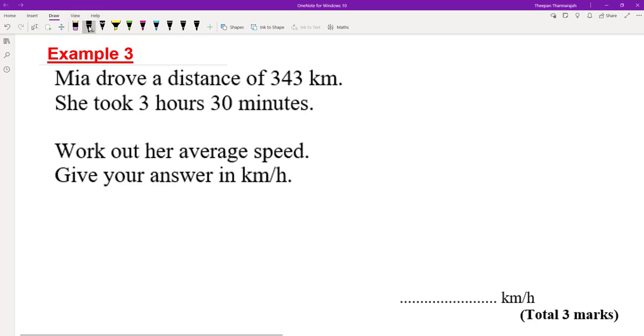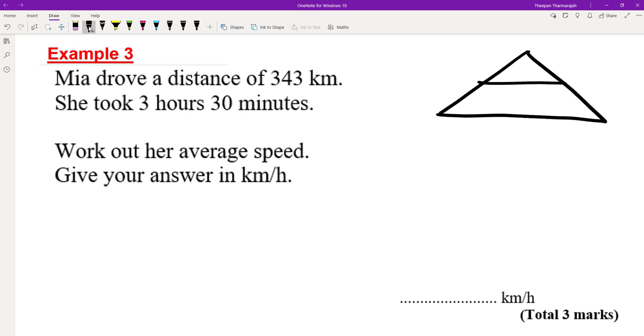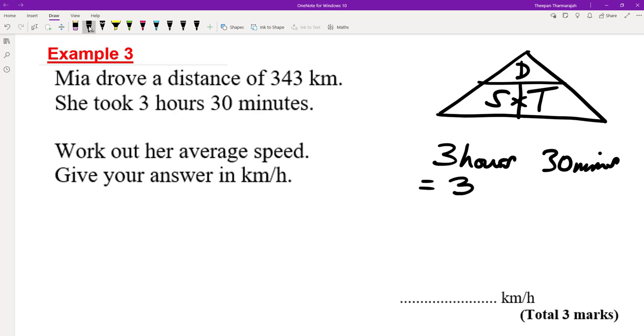Okay, welcome back. So the question states, Mia drove a distance of 343 kilometers. She took 3 hours and 30 minutes. Work out her average speed in kilometers per hour. So we're going to draw our triangle again, speed, distance, time. So now we can say that 3 hours and 30 minutes we know is the same thing as 3.5 hours.